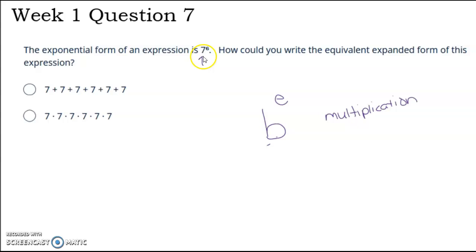So this guy is your base, that is your 7. So I know I am multiplying the number 7 to itself. But how many times is up here in the exponent form, which is 6? So if you look at this example, I am multiplying 7 to itself 6 times. So it has to be this one. Because it's not addition. You are not adding. So I guess that's what I'm going for there with this one.